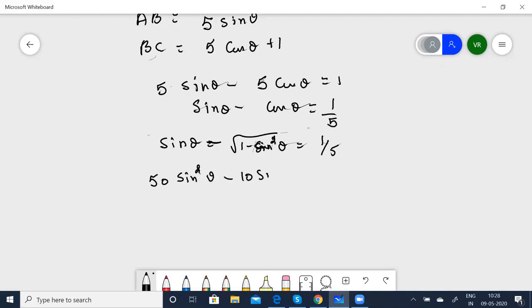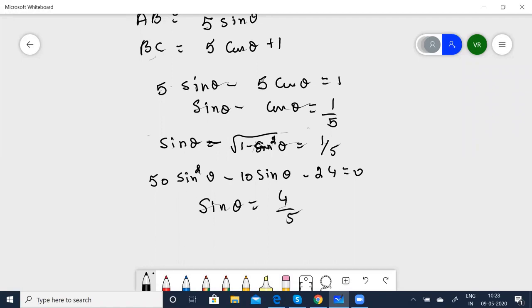minus 10 sine theta minus 24 equals 0. So now you can use the quadratic formula, minus b plus or minus root of b squared minus 4ac, by 2a, to solve this. And then you can see that sine theta is going to be equal to 4 by 5.